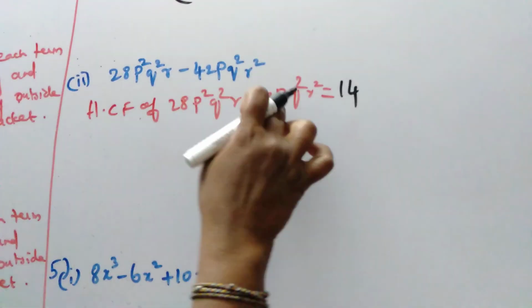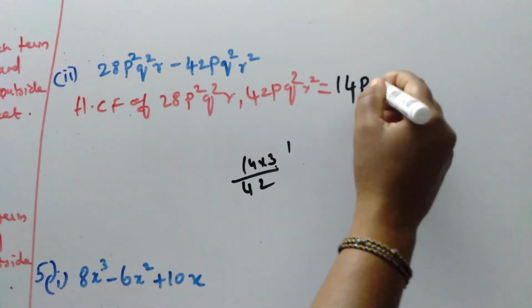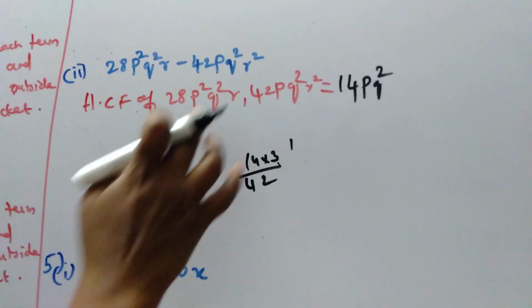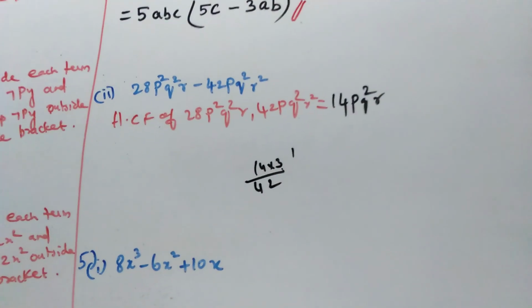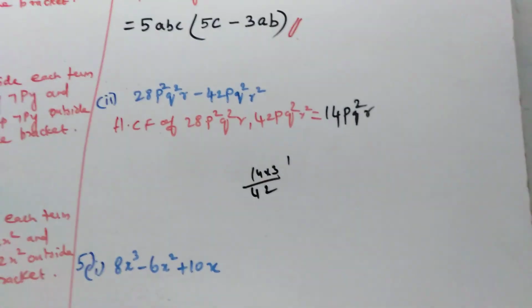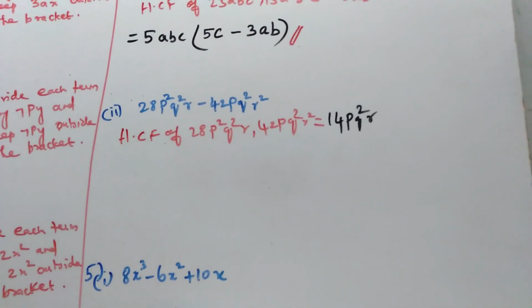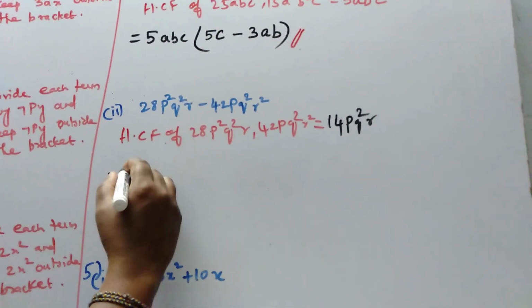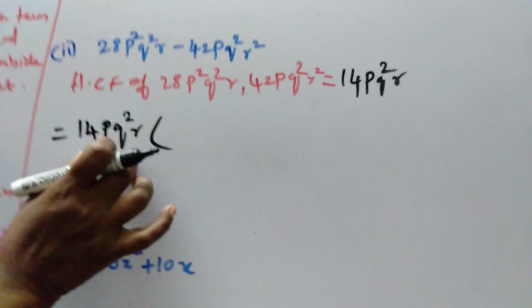And here p square, here p. The lowest power you want to take. And q square, both are the same, so we can take that as the common factor. Here r square, the lowest power we want to take, which is what? R. Right? Okay. So here what we are going to do is, which is equal to 14p q square r. We are writing this common outside.